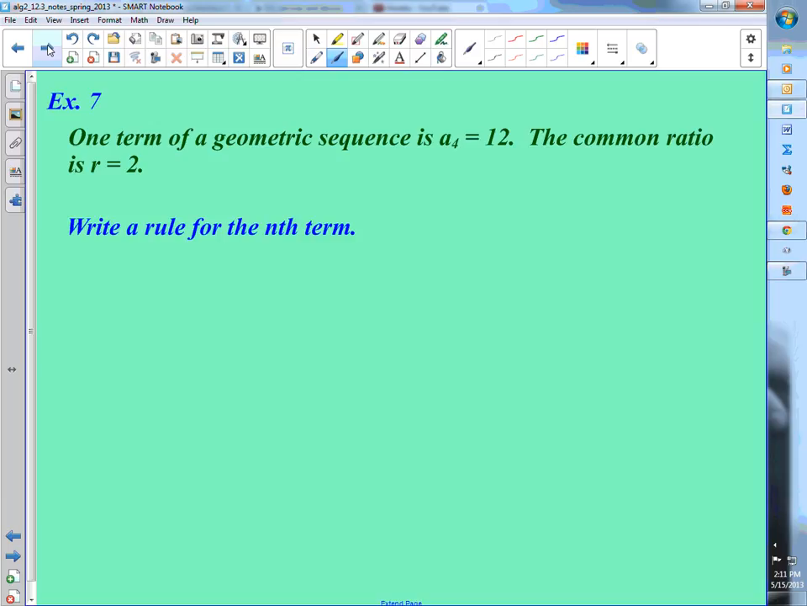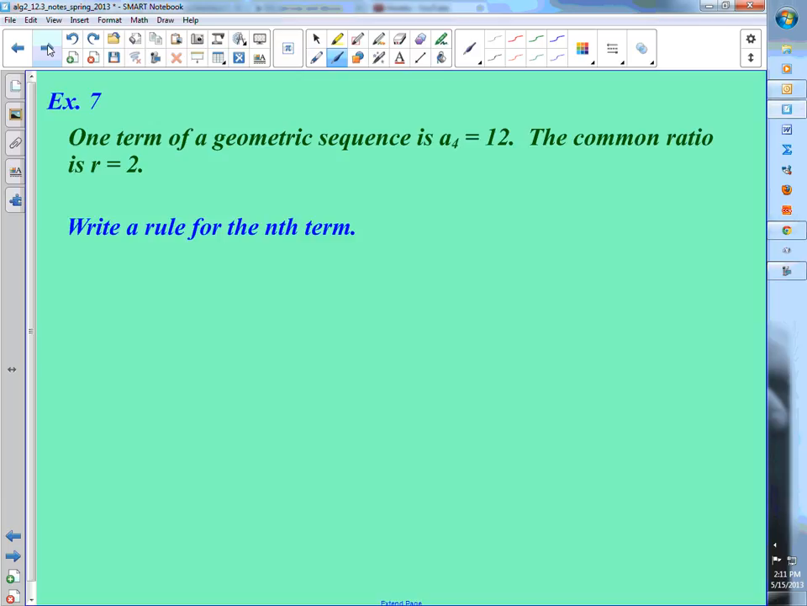Okay, so one of your terms in the geometric sequence is 12, and it's actually the fourth term. The common ratio is 2. Write a rule for the nth term. What is it that we don't know this time? The first term.